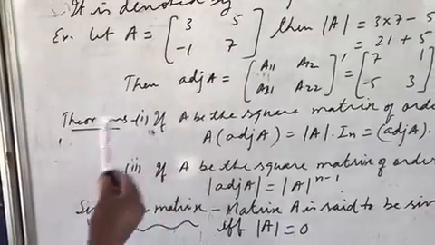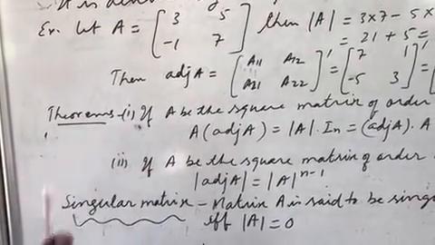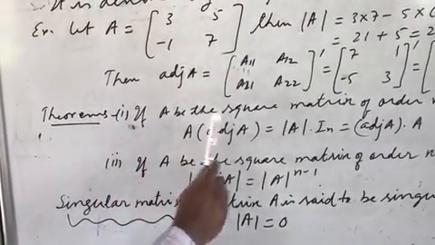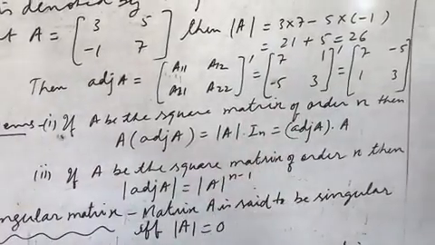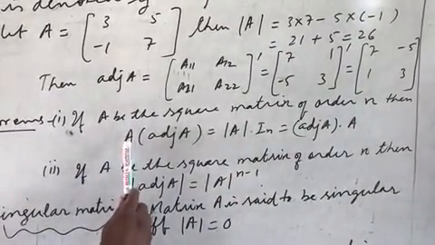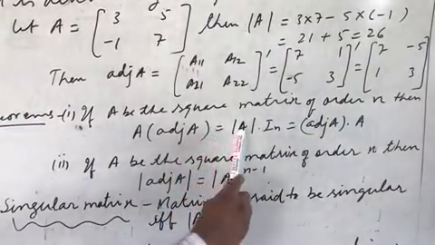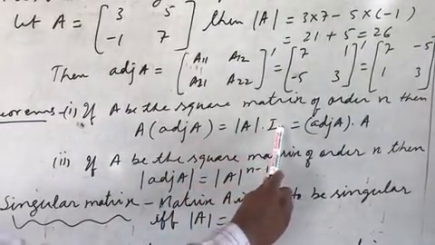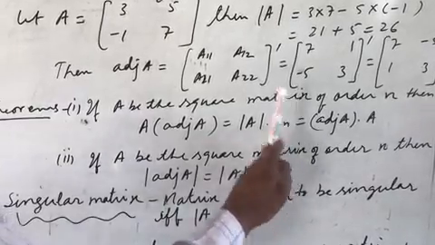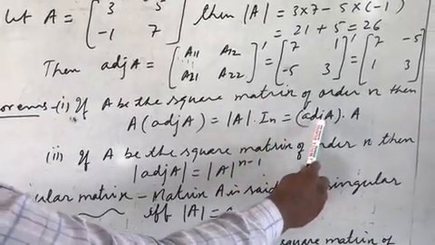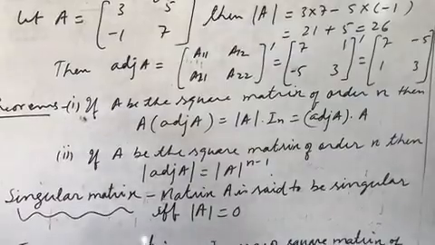Some important results related to adjoint: if A is a square matrix of order n, then A into adjoint of A is equal to determinant of A into identity matrix, which is equal to adjoint of A into A.